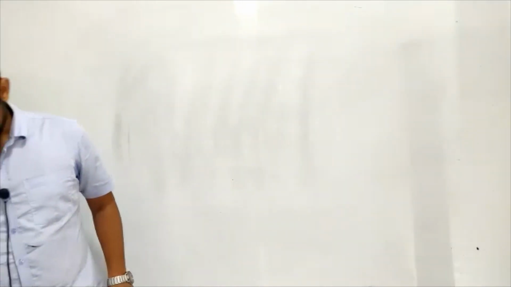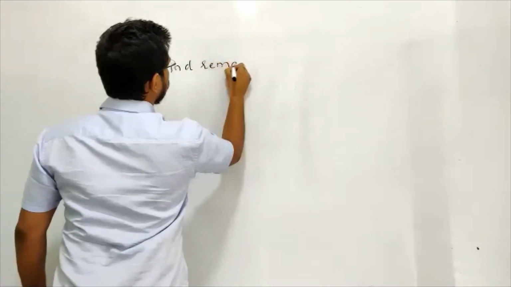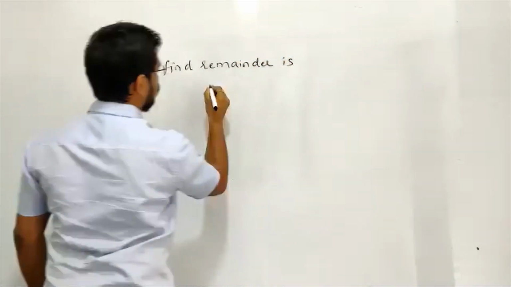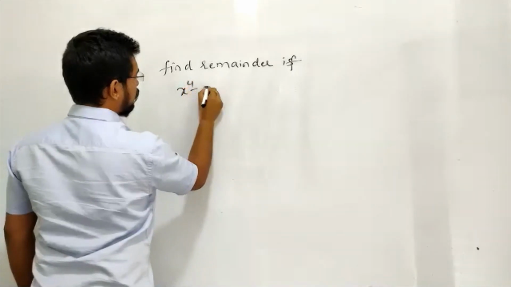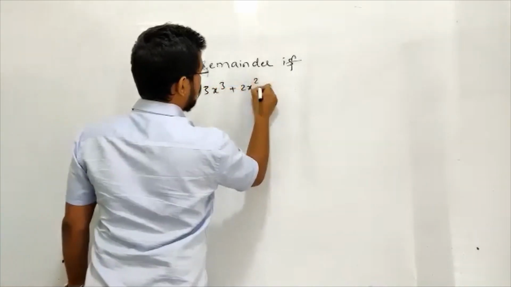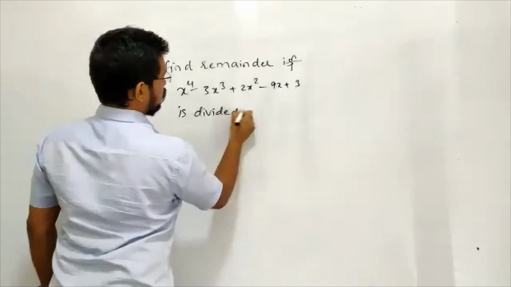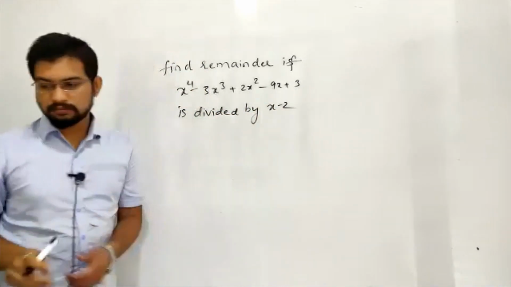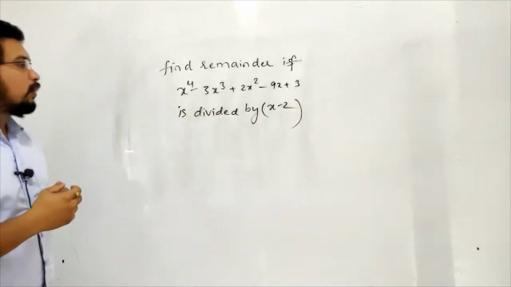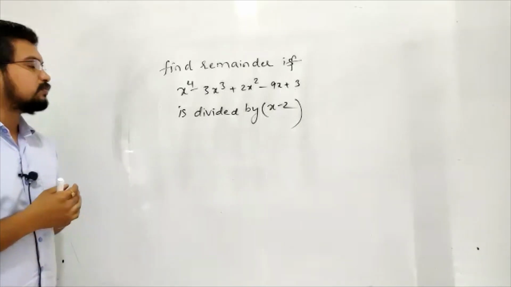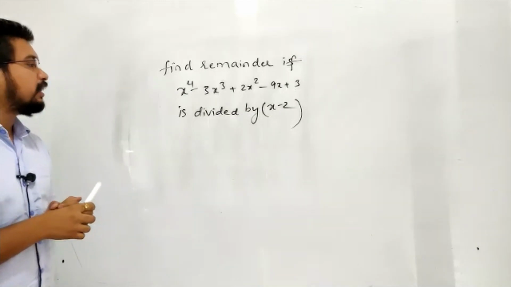So let's see a problem. Find the remainder if x power 4 minus 3x cube plus 2x square minus 9x plus 3 is divided by x minus 2.